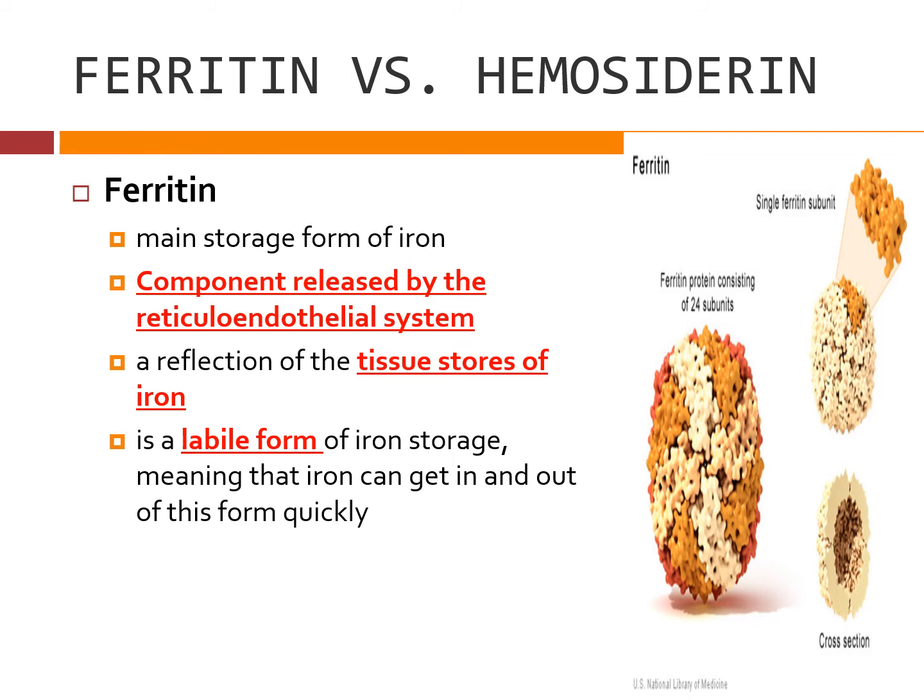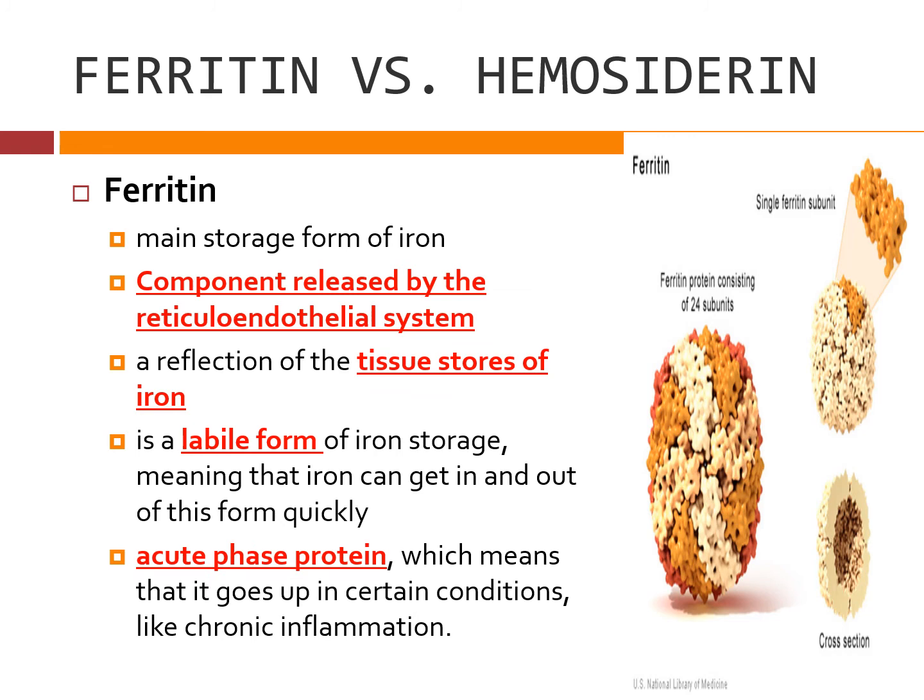When ferritin is used, the ferric iron in the ferritin will be reduced and become ferrous in order for the body to use it. By the way, ferritin is also an acute phase protein, which means it goes up in certain conditions like chronic inflammation. That's why when a patient has chronic inflammation, the ferritin will increase.